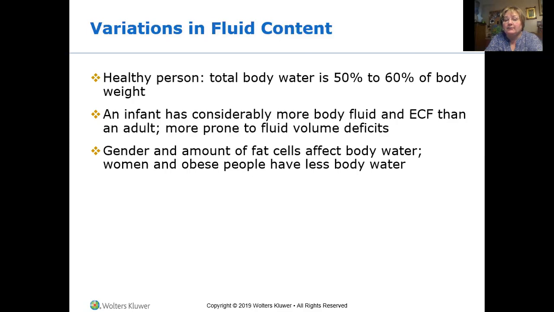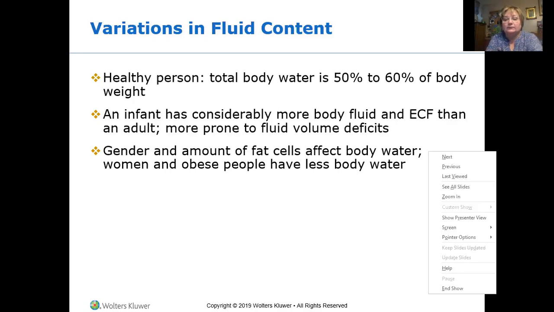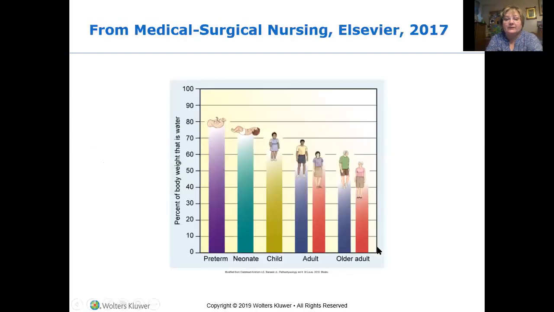Also, gender and amount of fat cells affect the body. Women and obese people have less body water because fat contains less body water. That is why, overall, obese people have less body water. And women typically have a little bit less than men because overall there is more body fat on a female versus a male. Males tend to have more muscle. Just the way we're made.